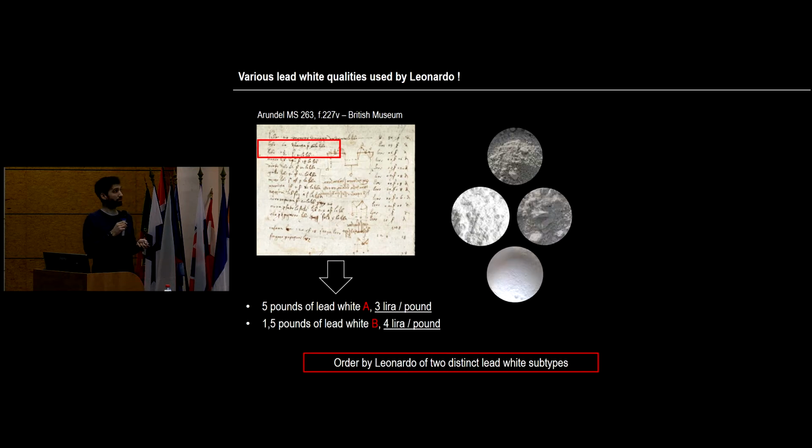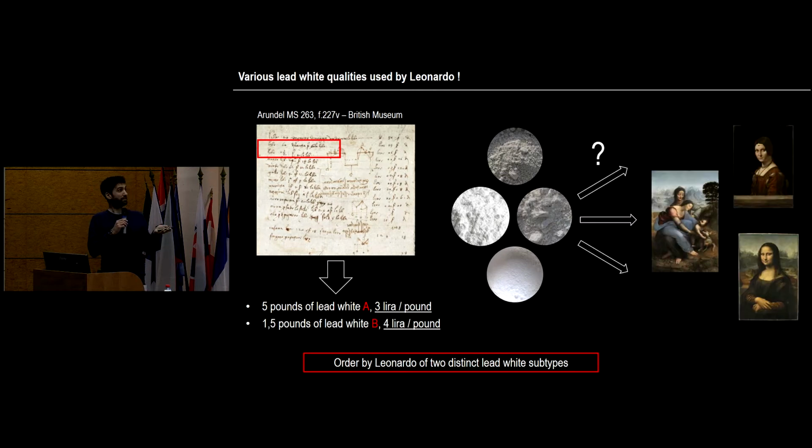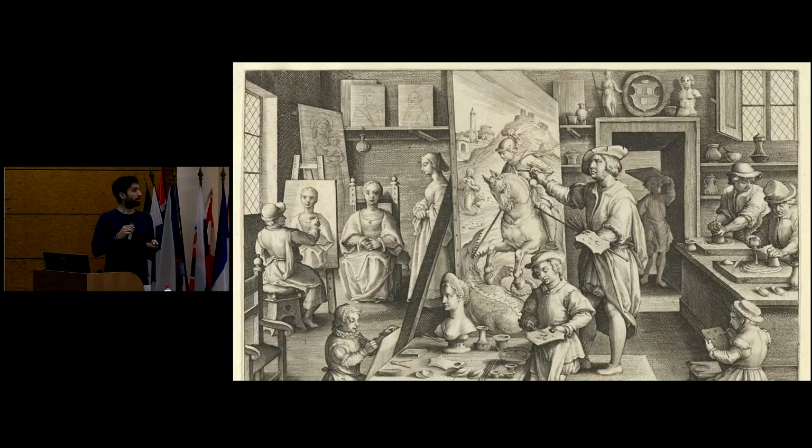The question for us will be, well, can we find those different qualities of lead white in his paintings? So, of course, it's not the workshop of Leonardo, but we can imagine that things went quite similarly in his workshop. The master is here working, but what we are interested in is the work of those two apprentices. They are preparing the pigment using specific recipes, and we want to try to decipher those recipes and perhaps find them again within the artworks.